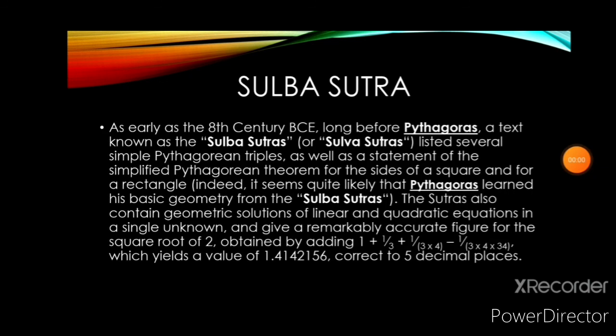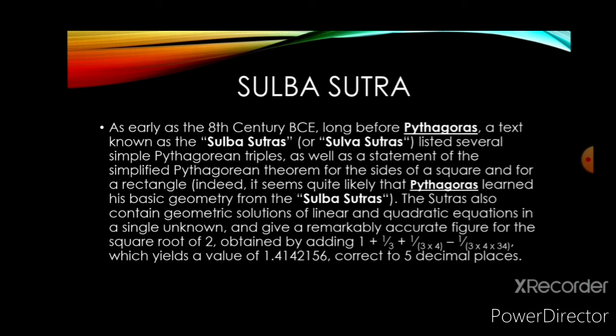Now moving on to the next slide, we have Sulba Sutra. As early as the 8th century BC, long before Pythagoras, a text known as Sulba Sutra listed several simple Pythagorean triplets as well as a statement of the simplified Pythagorean theorem for the sides of a square and for a rectangle. Indeed, it seems quite likely that Pythagoras learned his basic geometry from the Sulba Sutra.